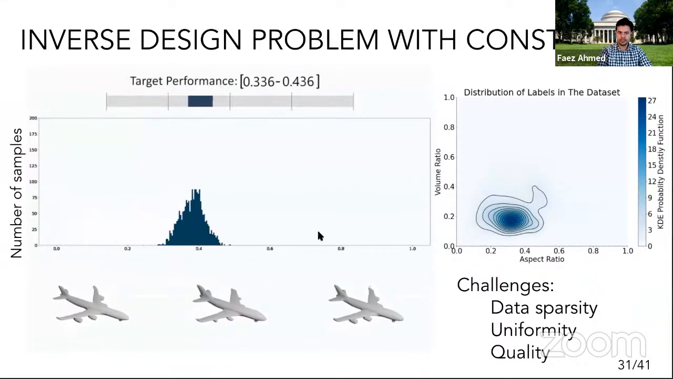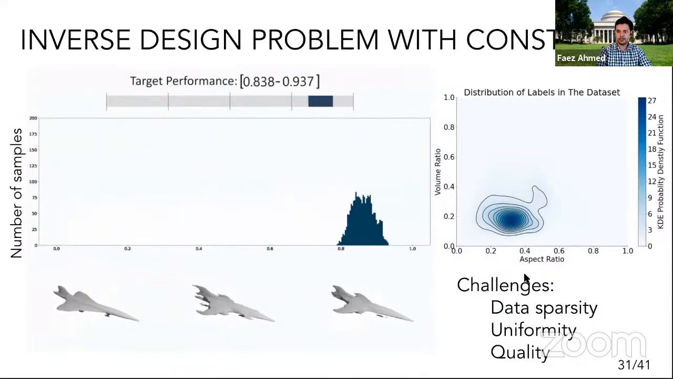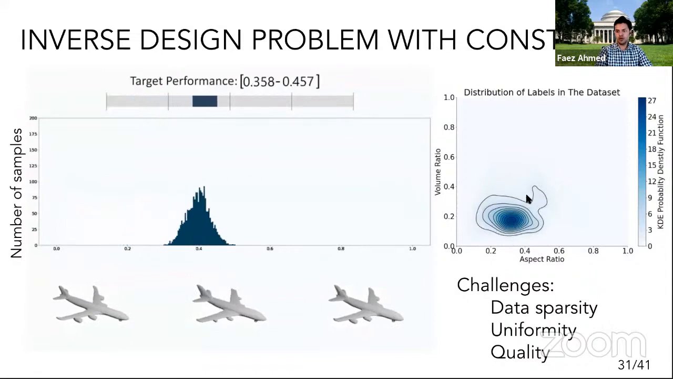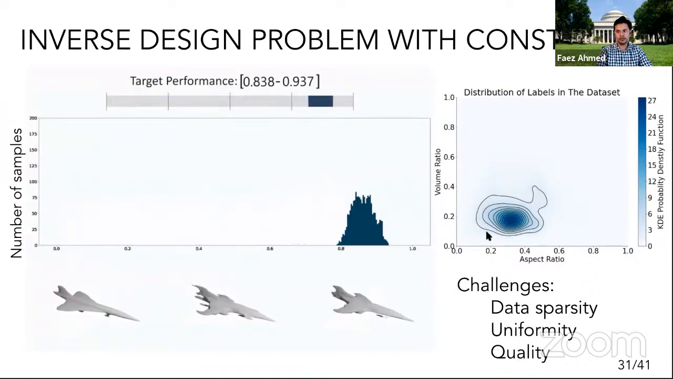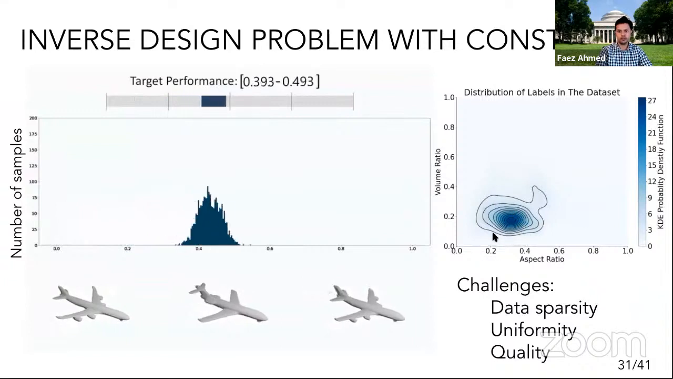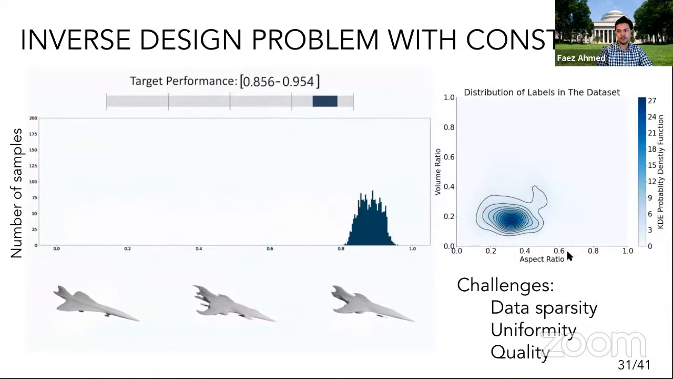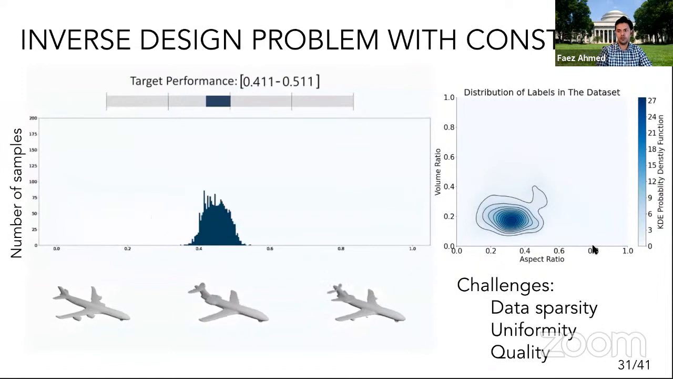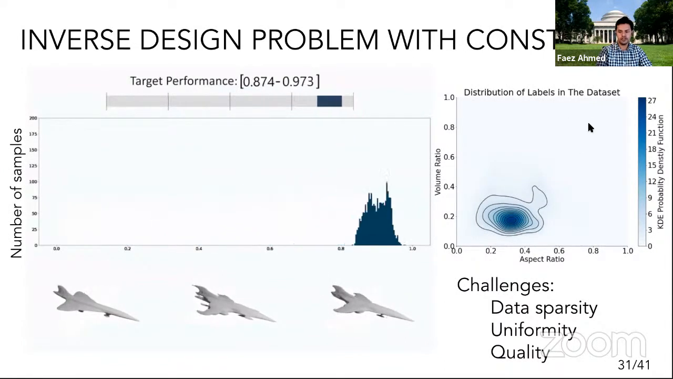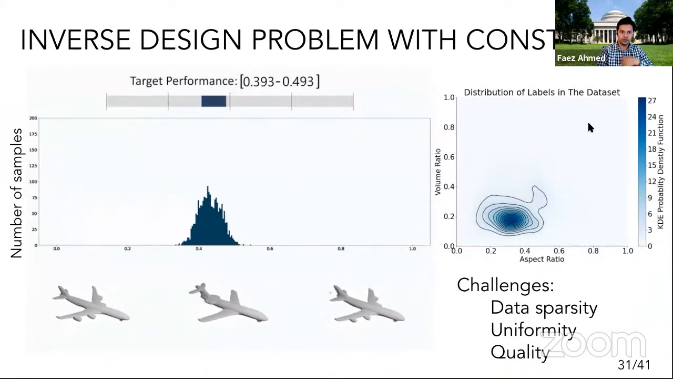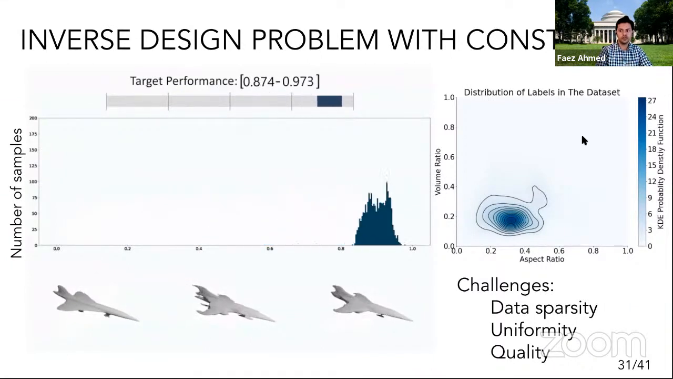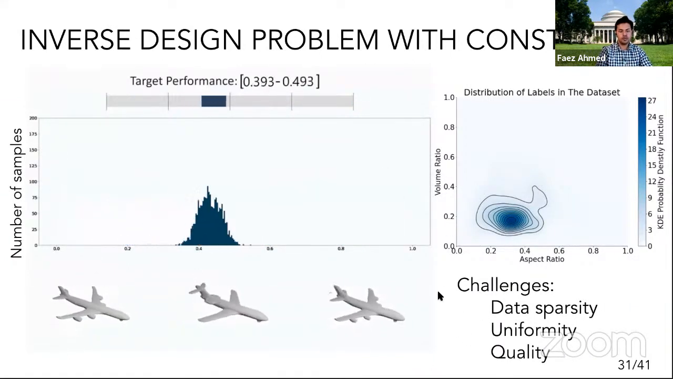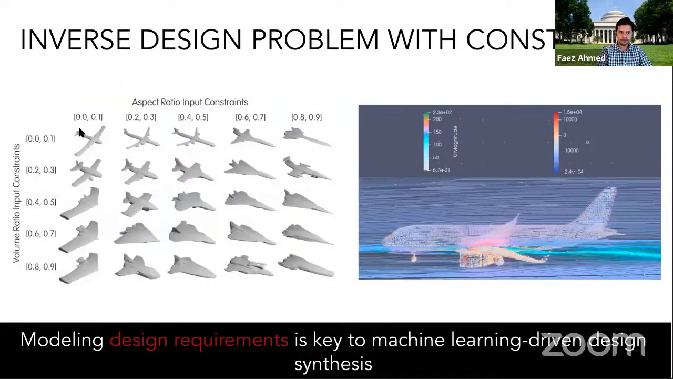Some of the other open challenges which I've highlighted here are data sparsity. So here what you can see is that almost all of the training data is in a very small region of the performance space. And what that means is that when I want to design an aircraft, for instance, with 0.8 and 0.8, there is no data which the model has seen. And how do you enable it to create designs even in those cases, as well as thinking about uniformity and quality metrics. So these are, again, some open challenges which people have to think of, like these complex simulations and multiple objectives and so on.